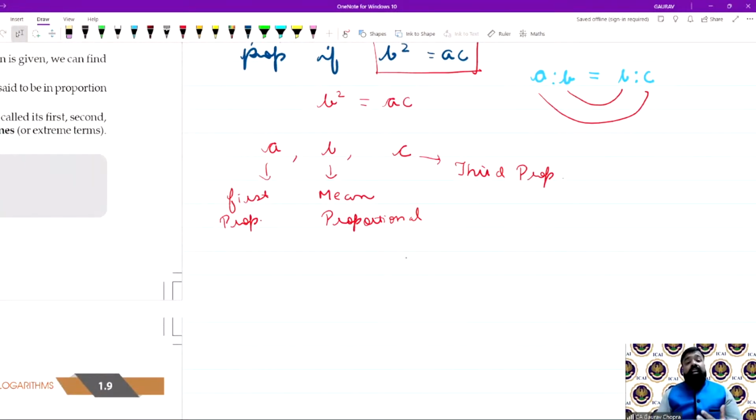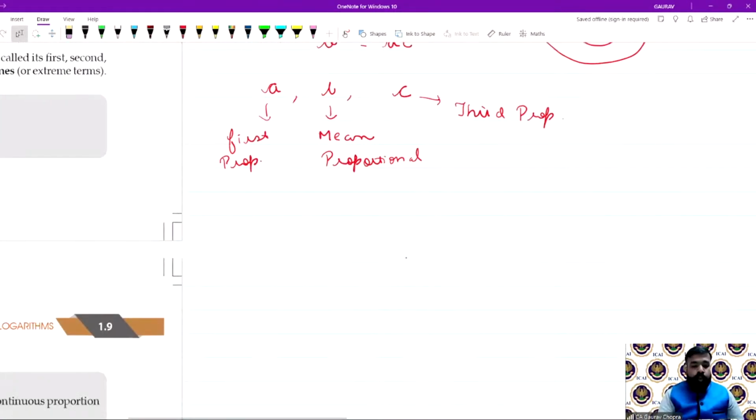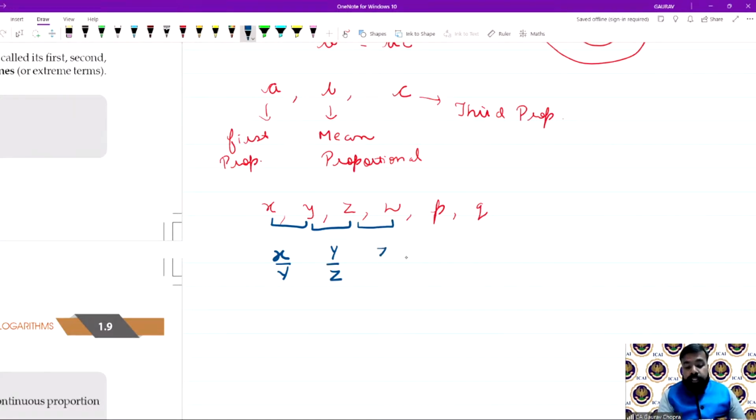But what if there are more than 3 terms? Let's say we have X, Y, Z, W, P, Q. This many terms are there, 6 terms, and they are in continuous proportion. Then what is the condition? We can write the ratio of X and Y, so X upon Y. Then the ratio of Y and Z, so Y by Z. Then the ratio of Z and W, Z by W. Next is W by P, and last is P by Q. So all these will become equal.